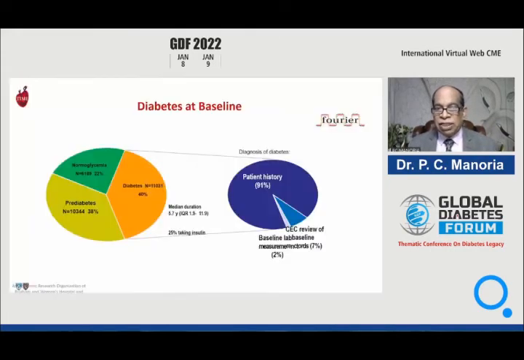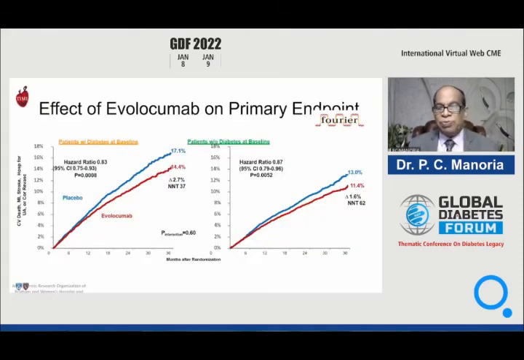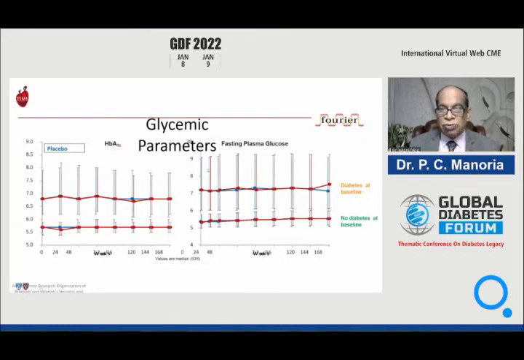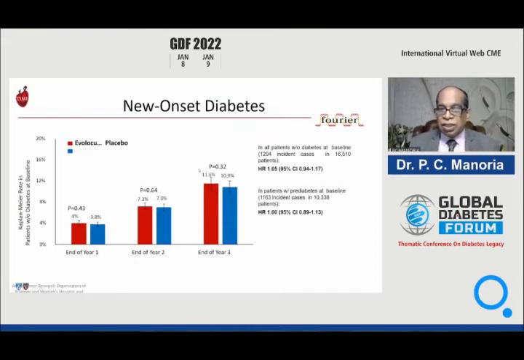Now, when we look at the diabetic subset of the FOURIER trial, 40% of them, the benefit is more in the diabetic population, as you can see on the right side of the screen, compared to a non-diabetic. This is the primary endpoint of the FOURIER trial. This is the secondary. Again, you can see diabetics benefit more compared to those without diabetes. And they do not produce any increase in new onset diabetes.